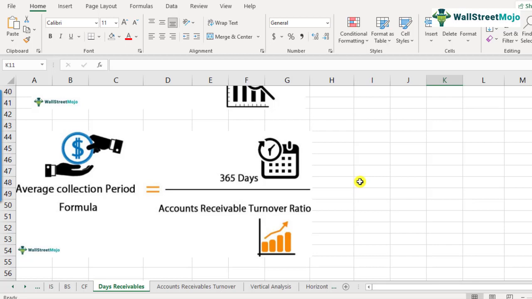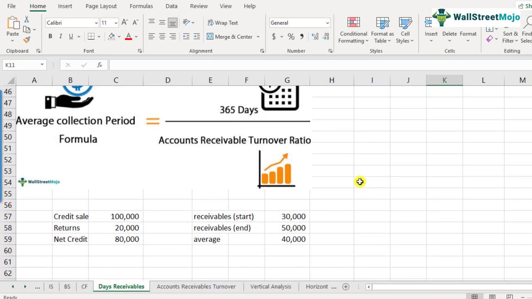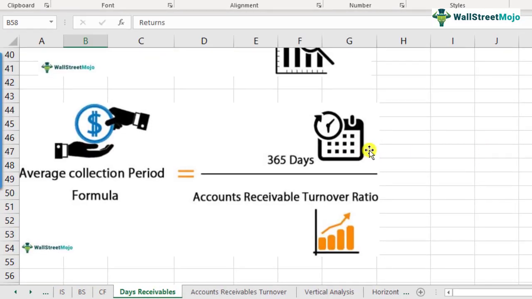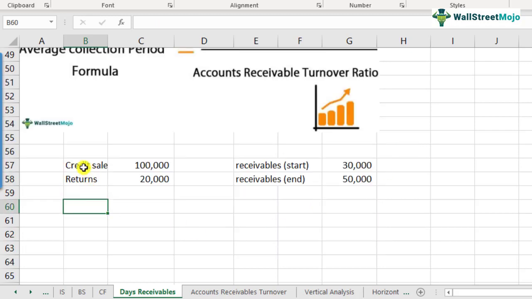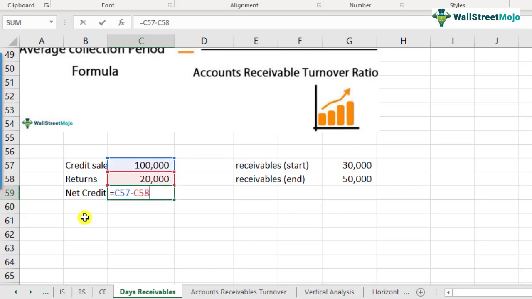Let us now move and calculate it for one of the companies, one of the hypothetical examples, and see how it works. So let us now take a quick example to calculate the days receivables or the average collection period. So here is the data that we have. Credit sales is 100,000, returns is 20,000, receivables at the start is 30,000, receivables at the end is 50,000. The first step, as you might remember, is to calculate the accounts receivables turnover ratio. For that, we will be needing the net credit sales, right? So the net credit sales will be 100,000 minus 20,000, that is equal to 80,000 here.